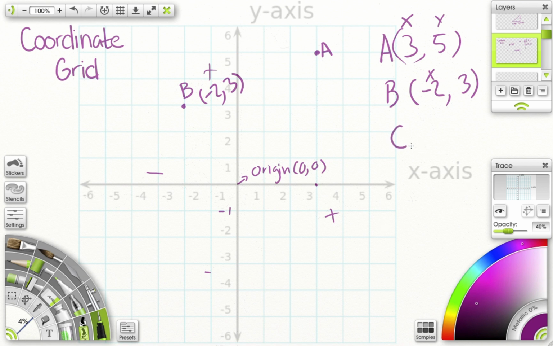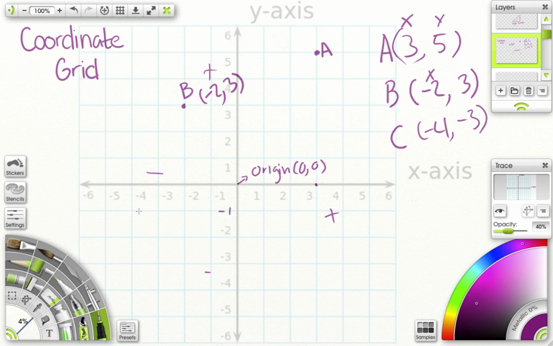C, let's label, C is going to be (-4, -3). First of all, I start at my origin. I have a negative number first. That means I'm going to the left. So I go 4 spaces to the left to negative 4. 1, 2, 3, 4. So I'm at negative 4. Now I need to go to negative 3. If it's a negative number as my second digit on my y-axis, it means I go down. So I'm going down 3 spaces because I go down to negative 3.